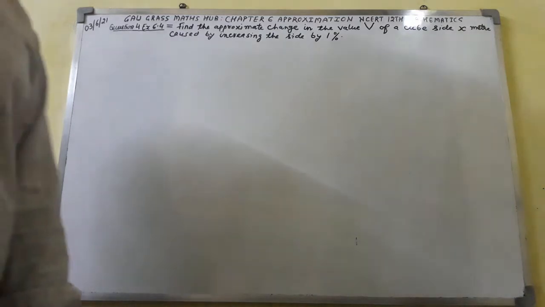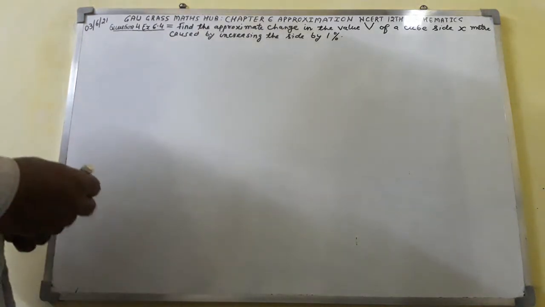I shall explain question number 4, exercise 6.4, taken from chapter 6, Approximation, of NCERT Class 12 Mathematics. The question is: find the approximate change in the volume V of a cube of side x meter caused by increasing the side by 1%. Now let us come to the solution.